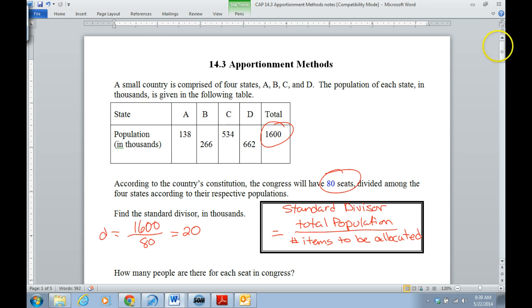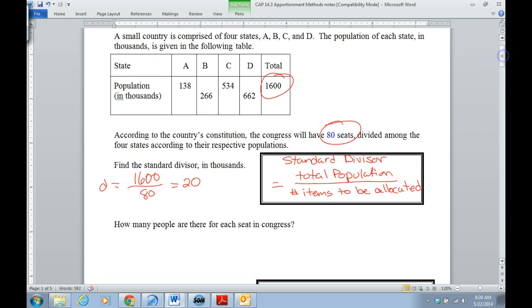So next I want to ask you guys, how many people are there for each seat in Congress in this particular case? 20,000? Yeah, it's going to be 20, because remember, this is in the thousands. So the items to be allocated were the 80 seats of Congress, right? It's the things that we're divvying up between the states. So 20,000 people per seat.